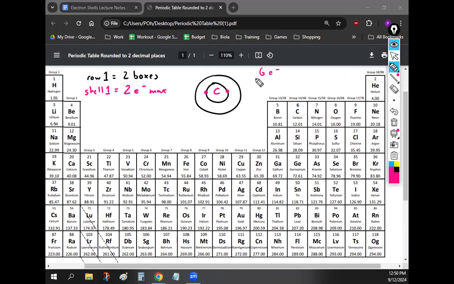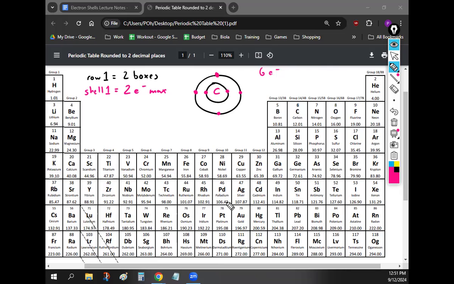But we still have 4 electrons, right? So we just put them in the second shell now. We put 2 in the first shell, then we go 1, 2, 3, 4. You can do it on your notes. I'm just doing it here so we can look at the periodic table. You should have 2 electrons in the first shell and then 4 in the second shell, and that'll give you a total of 6.